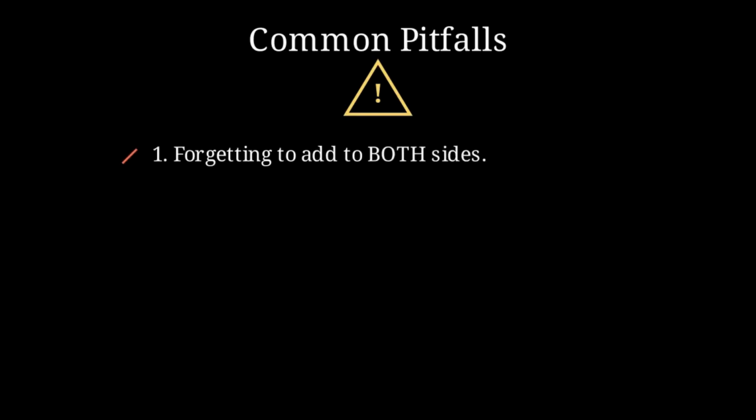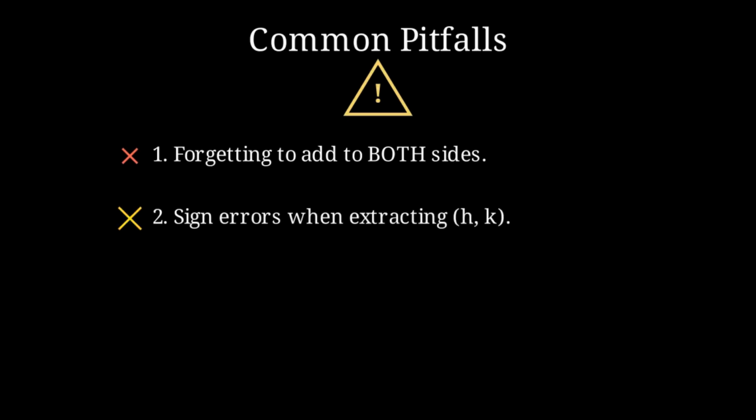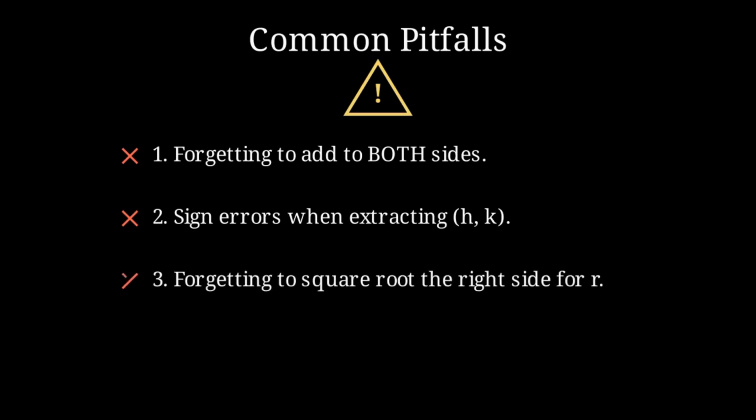Watch out for common mistakes. Always balance the equation by adding to both sides. Be careful with signs. x plus 1 results in a negative coordinate. Finally, remember the value on the right is the radius squared, not the radius itself.